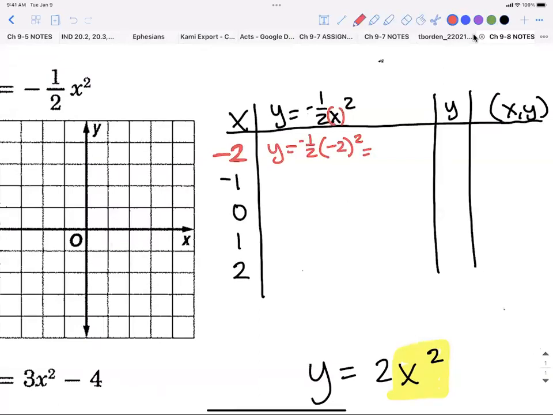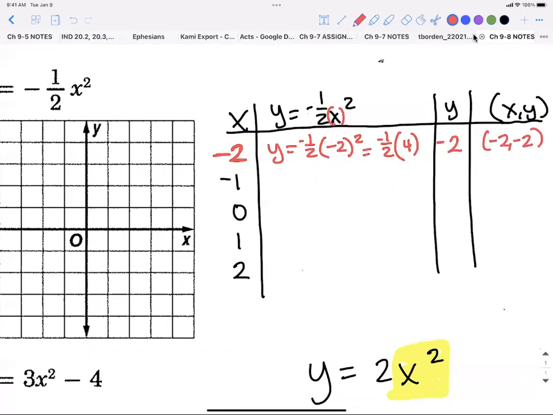Okay, so the negative 1/2, I'm not messing with yet because that's a multiplication. But I am going to take negative 2 times negative 2, which is what? Positive 4. Now the only operation I have left is negative 1/2 times 4. Well, a negative times a positive is going to give me a negative. So right away in my y column, I'm putting a negative there because I don't want to forget that a negative times a positive is negative. 1/2 of 4 is 2. So my ordered pair is negative 2, negative 2.